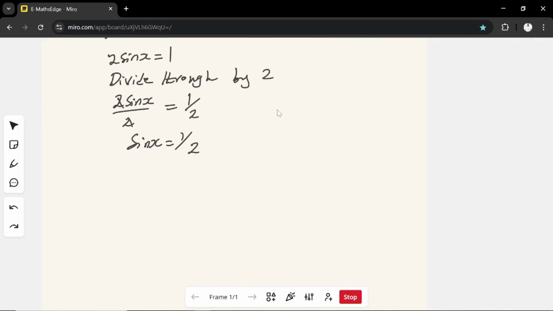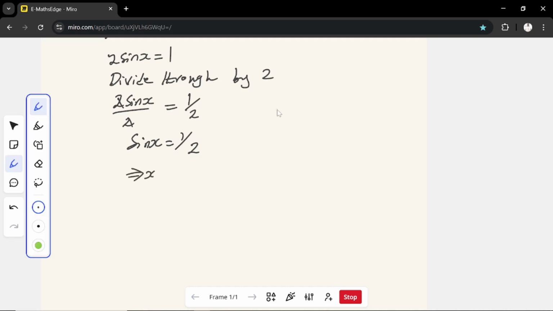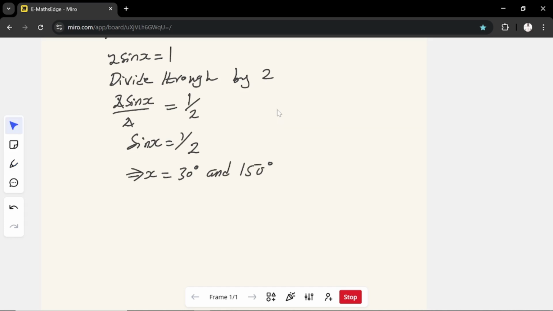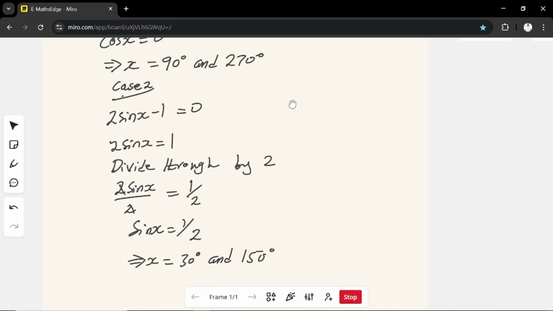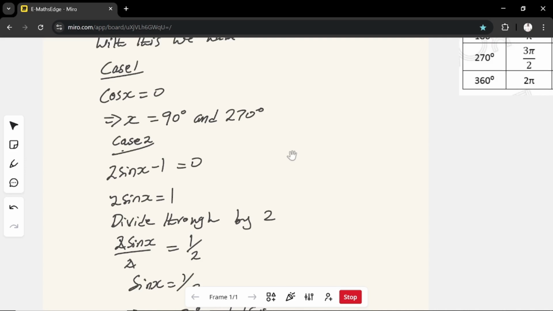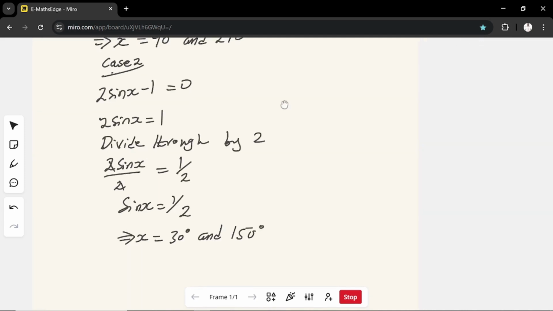So at this point, we can quickly say that this implies that x is equal to 30 degrees and 150 degrees. So these are the set of values for x. When sine x is equal to 1 all over 2, we have 30 degrees and 150 degrees. And when cos x is equal to 0, we have 90 degrees and 270 degrees.